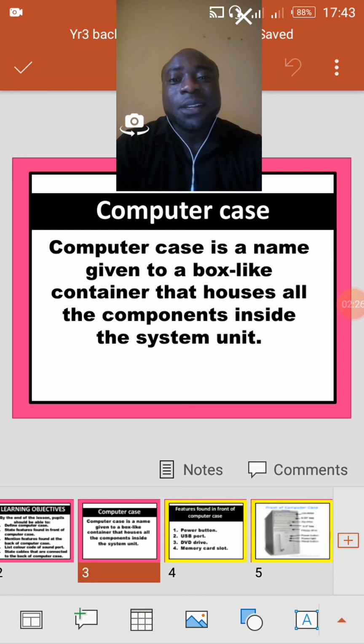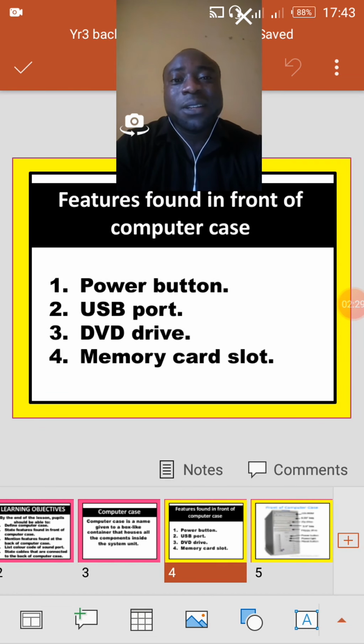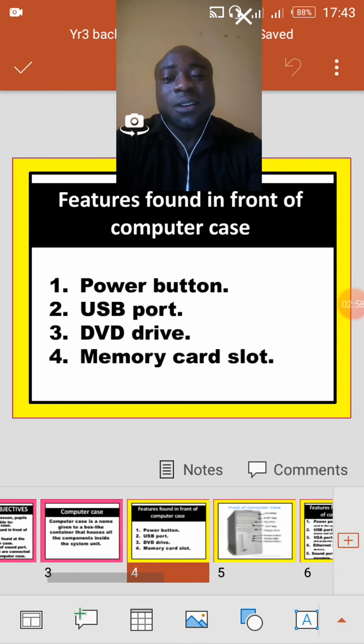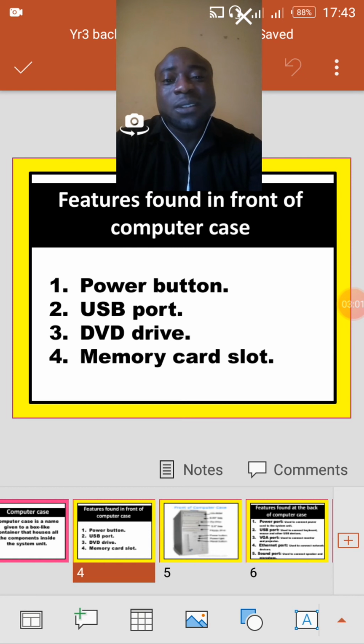Now let's look at the features found in front of computer case. We have 4 that we're going to mention here, though it depends on the system. Another system may have more than this, but let's look at the common ones. The first one, the power button, 2, USB ports, 3, DVD drive, and 4, memory card slot. These are the common ones. So let's look at a picture and see what is there.